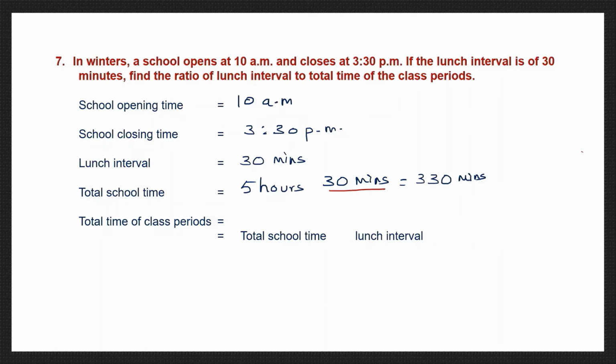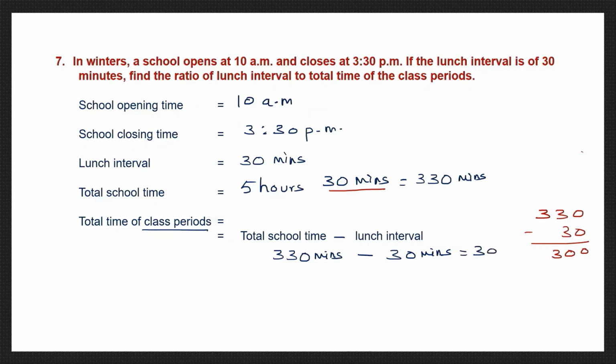Now we need to find the total time of class periods, that is, the total school time minus the lunch interval will give us that. So the total school time is 330 minutes and the lunch interval is 30 minutes. If we minus these two, we get the total time of class periods, how much time class was taken. So 330 minutes minus 30. So what do we get? 0, 0 and 3. So we get 300 minutes. So 300 minutes is the total time of class periods.